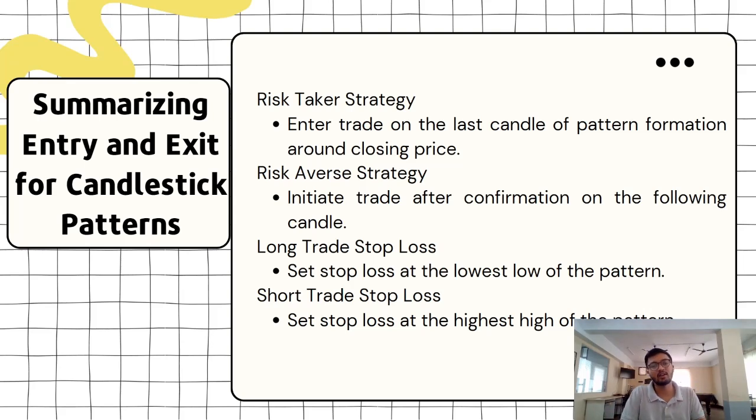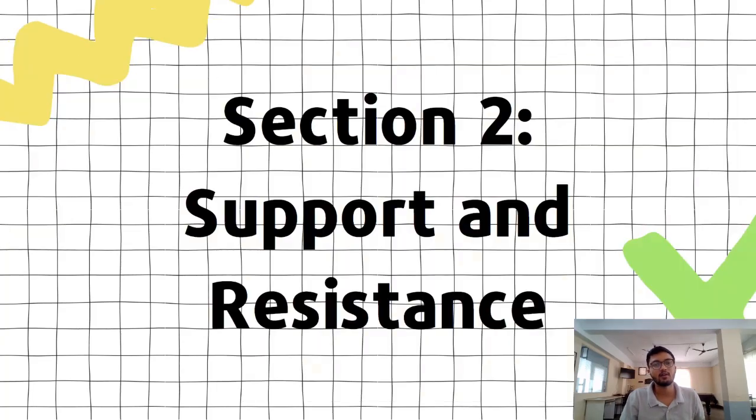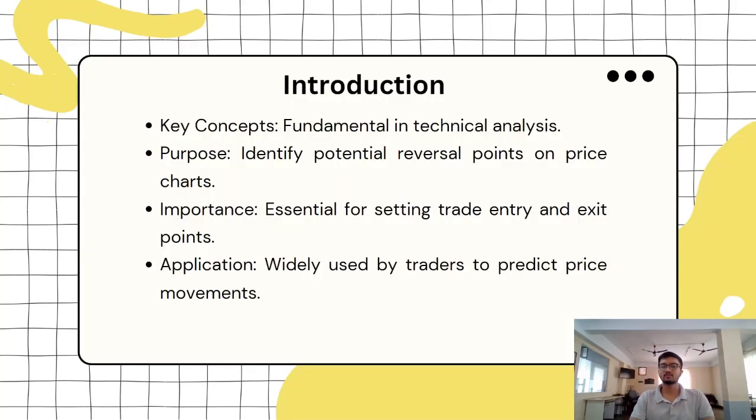So, long trade, put stop loss; short trade, put stop loss. In a short trade, you put a stop loss which is higher, because you are going to short the market. So you will put a stop loss at a high price above the price at which you're taking the trade. For a long trade, you will choose the stop loss below the price at which you have taken the trade. And in the next section two, we will discuss support and resistance.